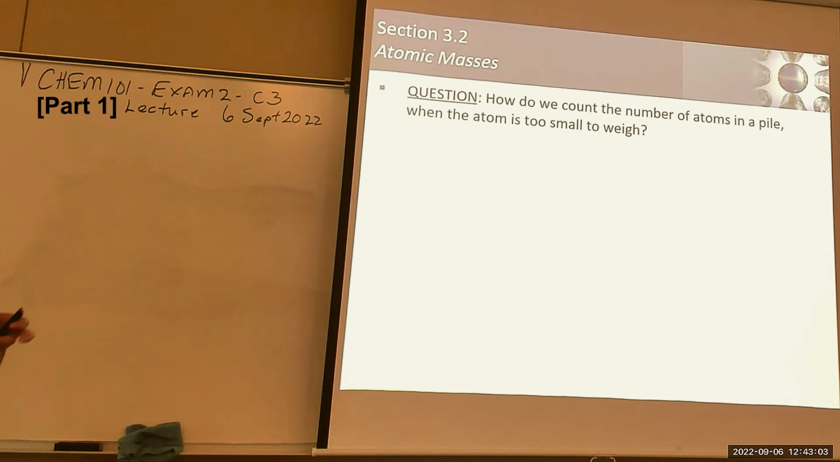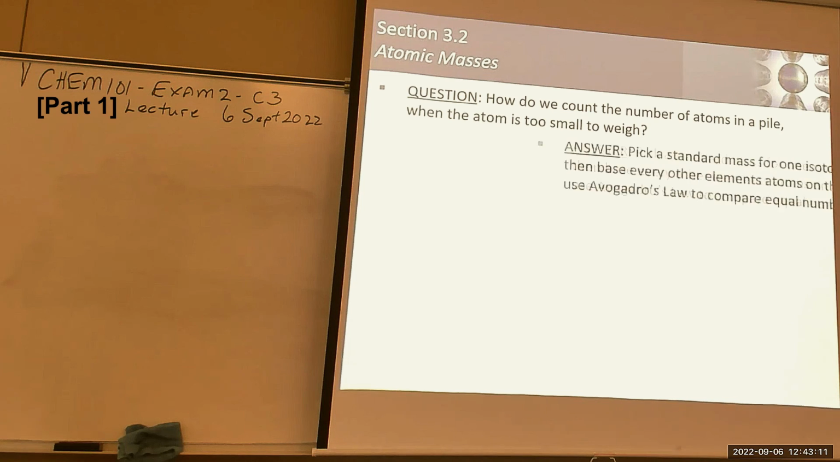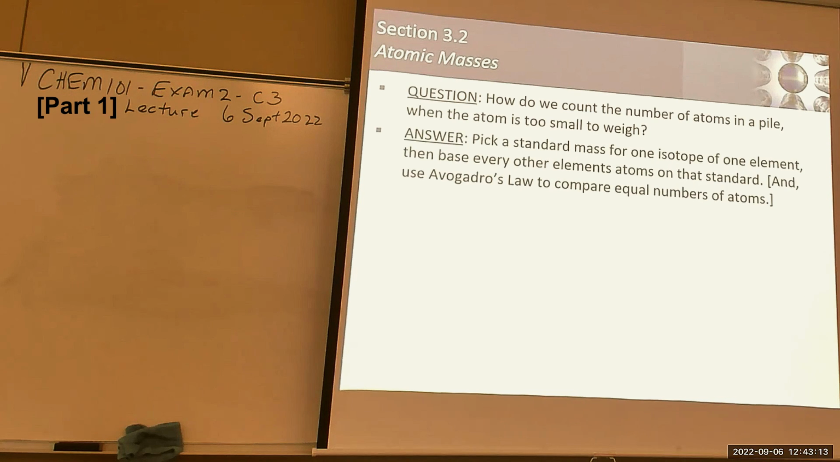Okay, so that's our problem. How do we know the average mass of an atom? Well, what we have to do is pick a standard and just arbitrarily assign a mass to that particular standard. And by that standard, I mean, which one of these elements are we going to say is fixed at exactly this amount?